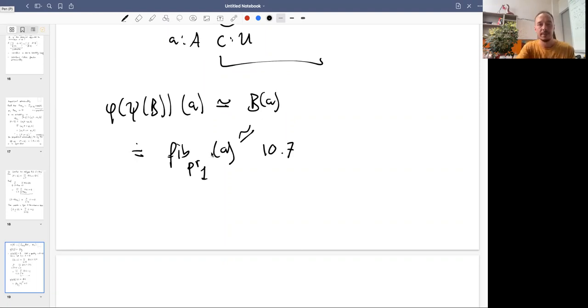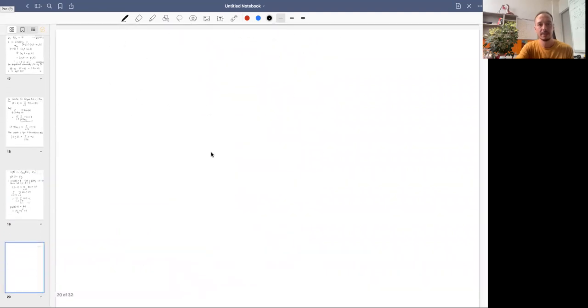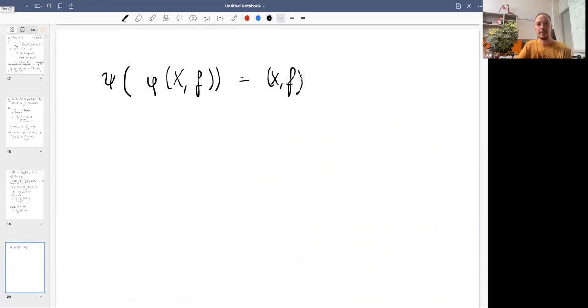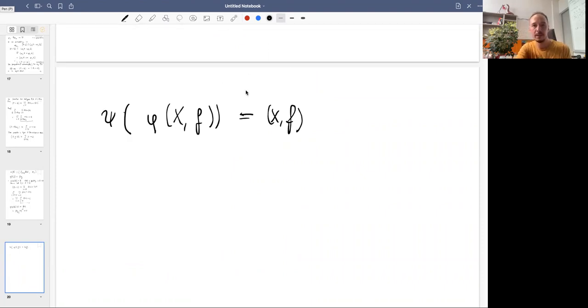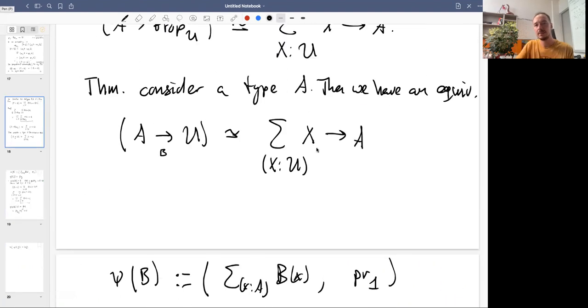Okay, and we have now shown that psi is a right inverse of phi, and there's one more case remaining, and this is that psi composed with phi is equal to the identity. So why is this true? And here the equality is in this type here. The equality is in the sigma type of all X in U equipped with a map from X to A.